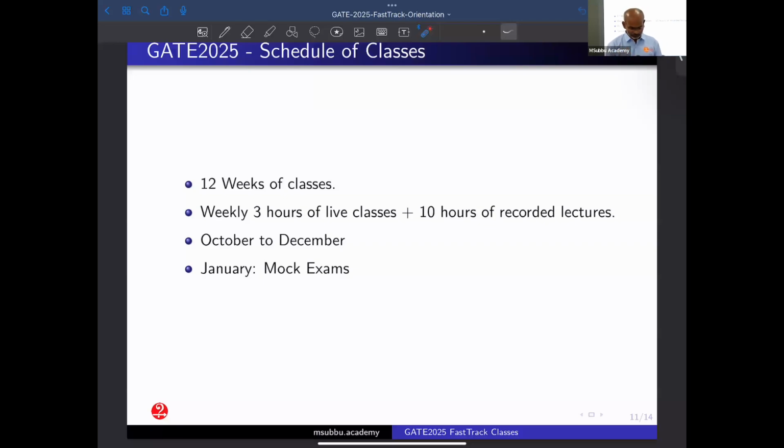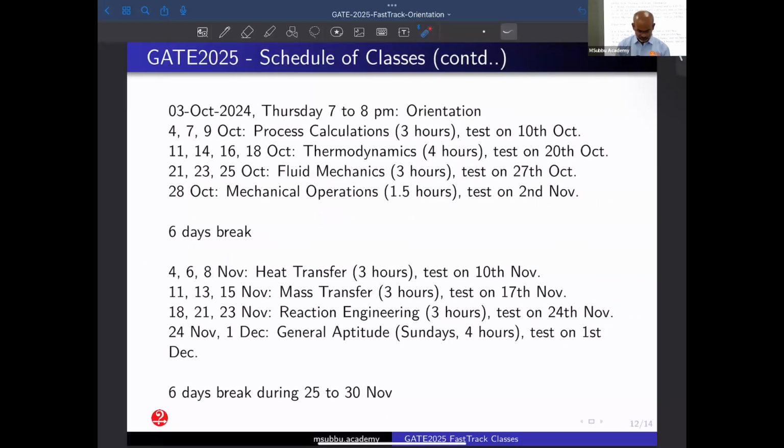For every subject, I will assure at least one test. Normally a subject has a weightage of about 10 marks, and we'll have a test for at least 20 marks. So there is a minimum assurance, and more will be happening. No need to worry. And for mock exams, we are planning to have at least 3 exams. So this is the plan, at least in detail.